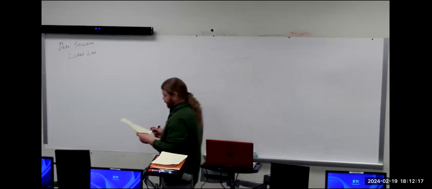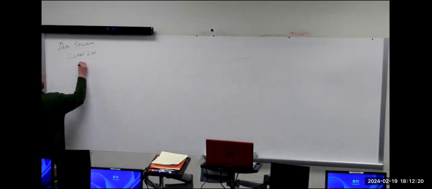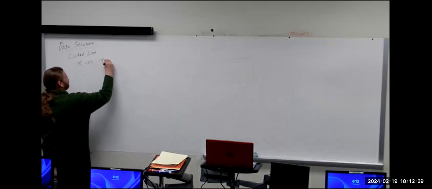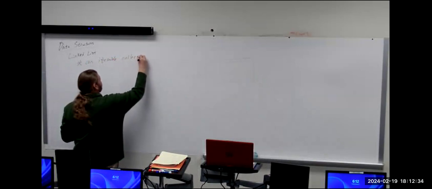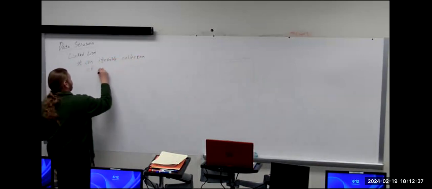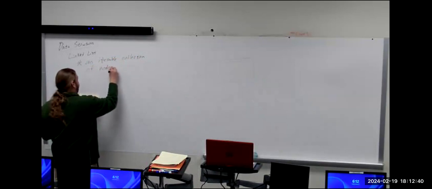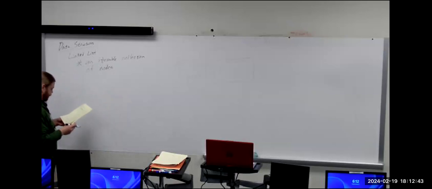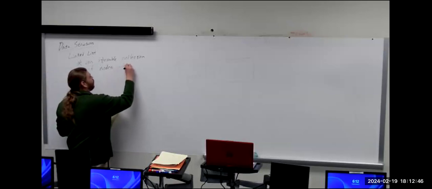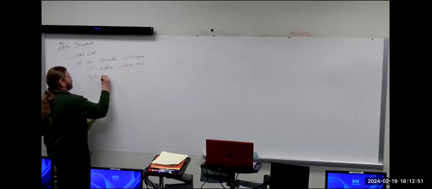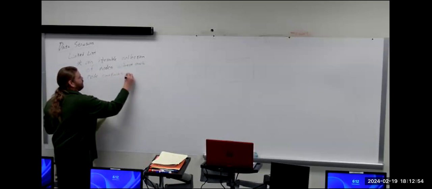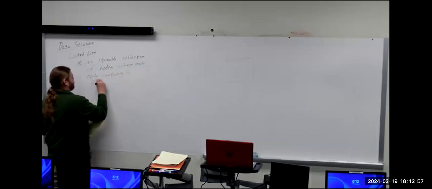So a linked list is an iterable collection of nodes. This definition will be important though. An iterable collection of nodes, where each node contains a pointer to the next.